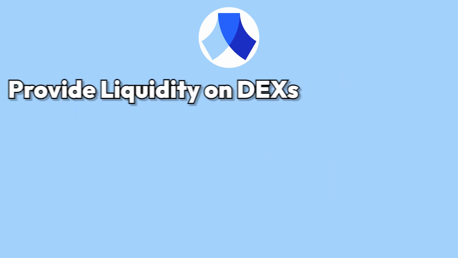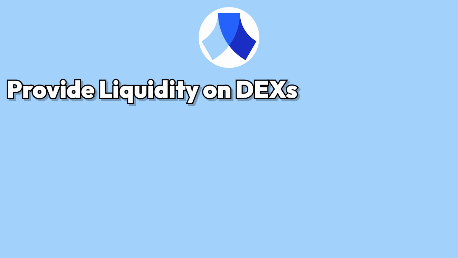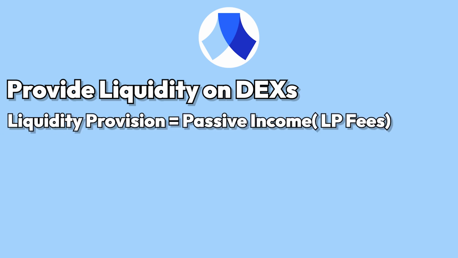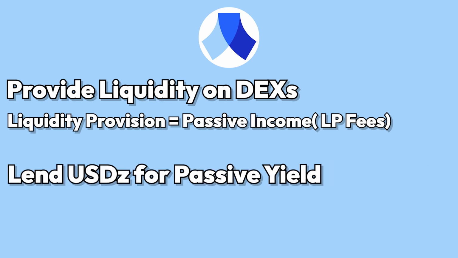It can be used as liquidity on decentralized exchanges like Uniswap on Ethereum, Aerodrome on Base, and more. By providing liquidity with USDz, users can earn passively from the fees generated in those pools. There are also other lending protocols where users can use USDz as collateral and earn APY on their stablecoin deposits.